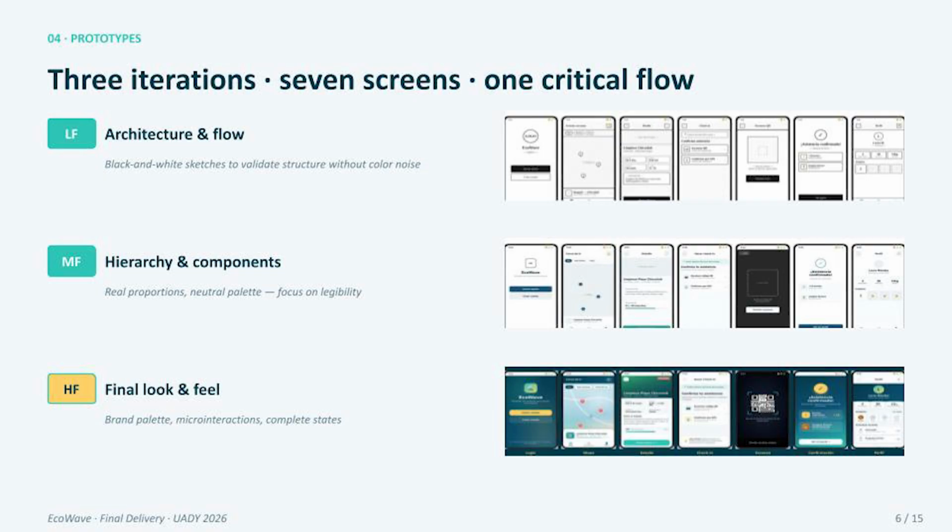The medium-fidelity prototype with clean components and neutral grays validated hierarchy. 3 changes mattered: cards instead of flat lists for check-in options, a visual progress bar, and a touch target of at least 44 by 44 pixels for the main button. The high-fidelity version applied our brand palette: Ocean Deep, Teal, Sun, and micro-interactions. This is the version we tested.